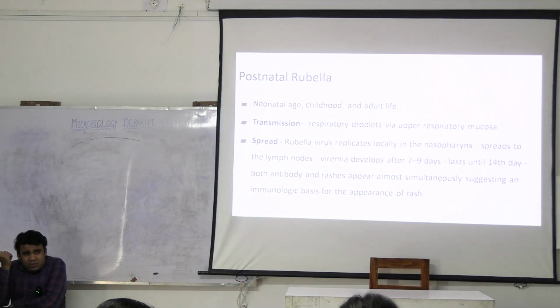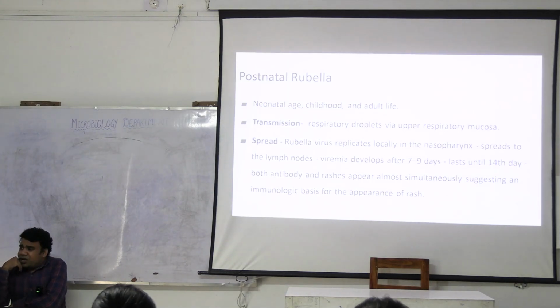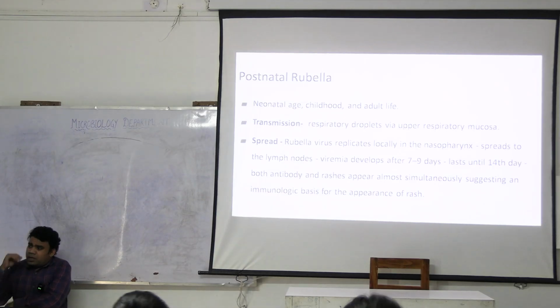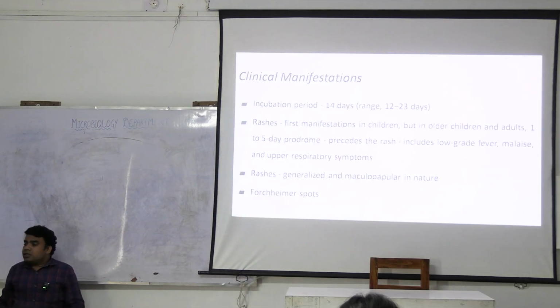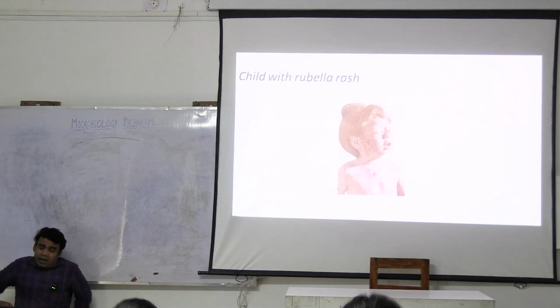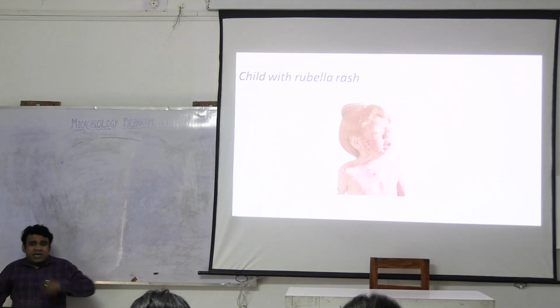So, like measles virus, it is acquired through the respiratory route, and thereby what happens is viremia. In that viremia, what we can also have is appearance of rash after 7 to 9 days. Incubation period is about 14 days, and if you look at this rash, a generalized erythematous rash can be seen all over the body.